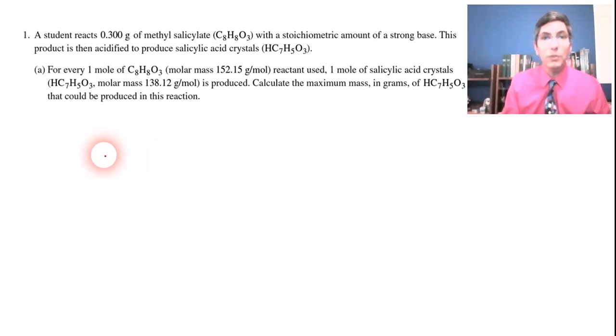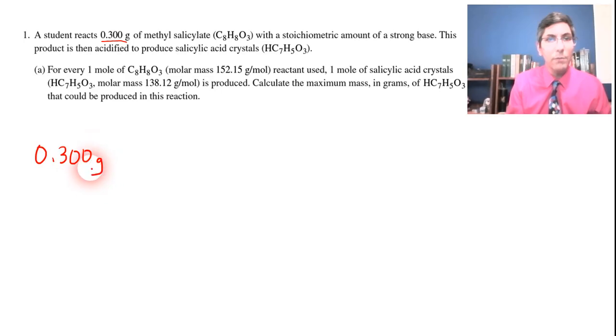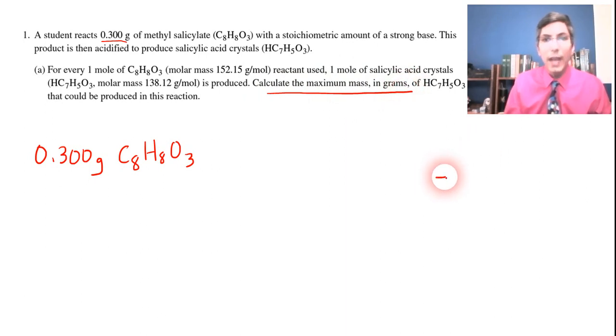So question number one was a stoichiometry question, pretty straight up, simple stoichiometry, where we take 0.300 grams of methyl salicylate, and they give us the formula for that, C8H8O3. And the question is to calculate the maximum mass in grams of salicylic acid. So way down here at the end, we're trying to convert to grams of HC7H5O3. So this is just a simple three-step stoichiometric process here.